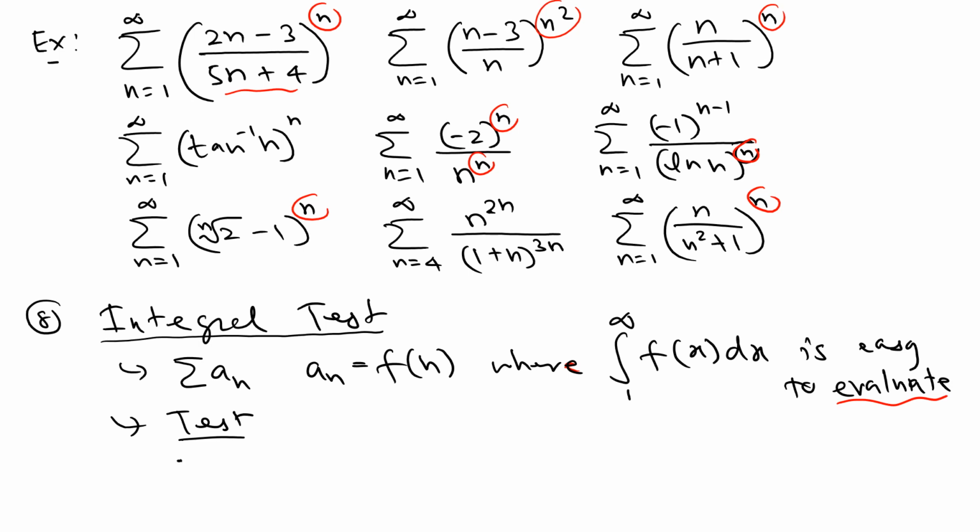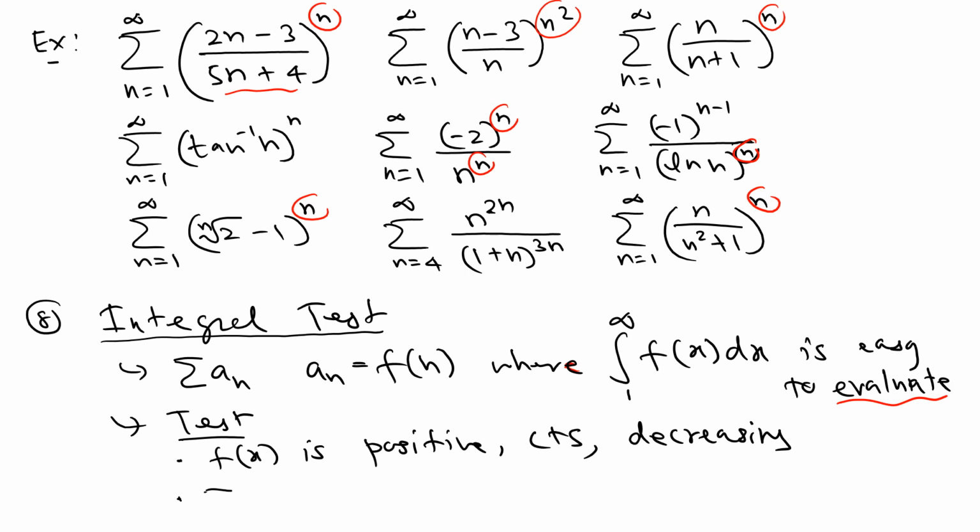So the function f(x) is positive, continuous, and decreasing. All the conditions are important. At least you need to mention them, because sometimes it's easy to see positive, continuous, and decreasing. And then whatever happens to the series, it converges if and only if the integral converges.